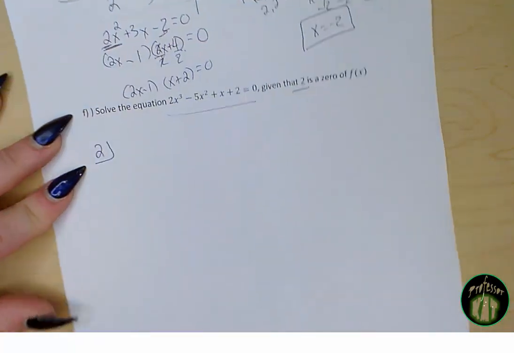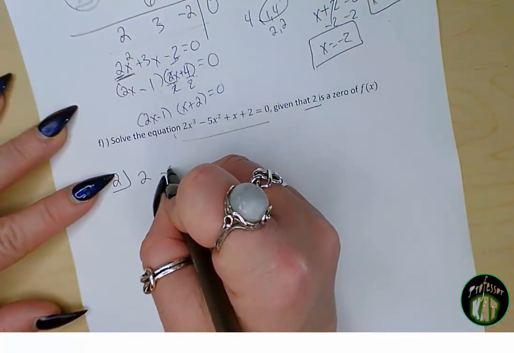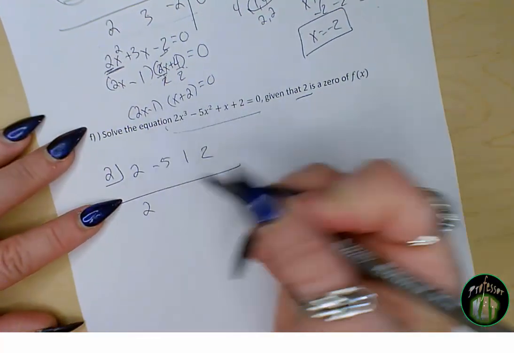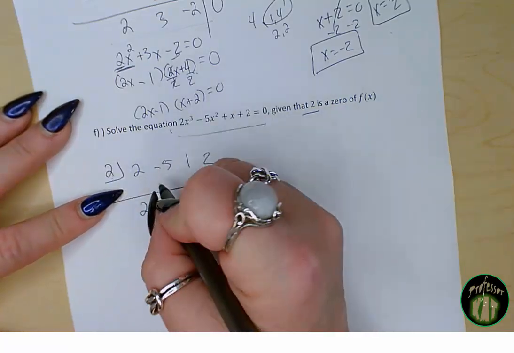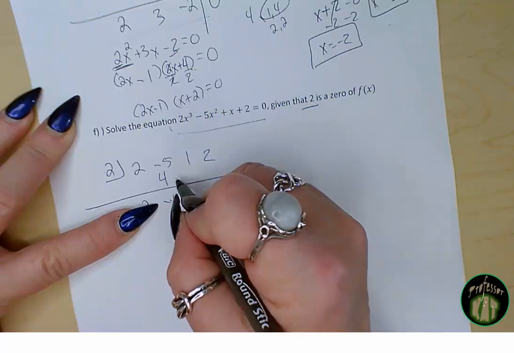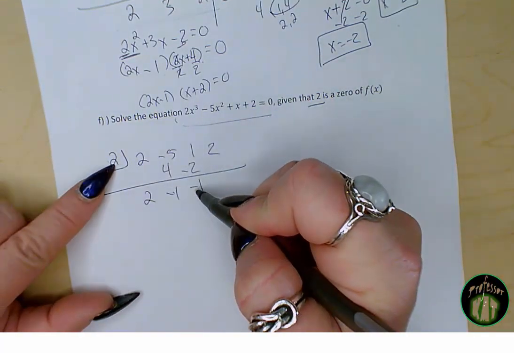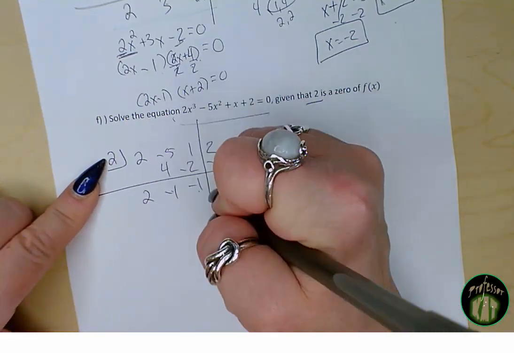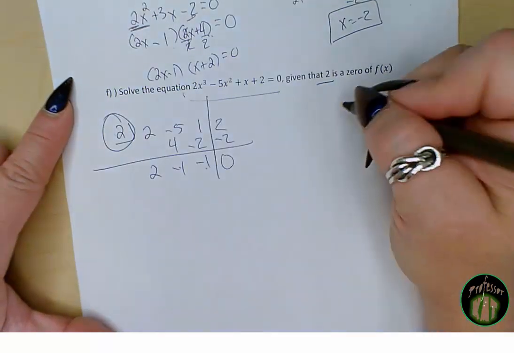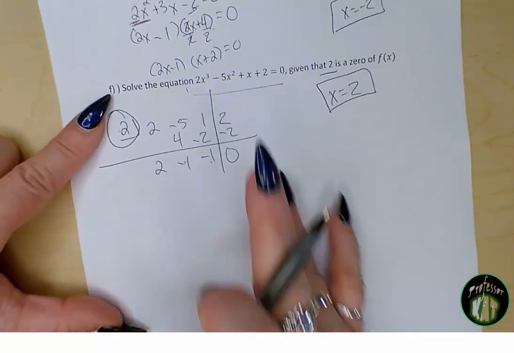So we're going to do synthetic division with 2. Let's drop down our coefficients. That's going to be a 2, -5, 1, and a 2 there. Dropping down the 2. 2 times 2 is a 4. When we add, we get a -1. When we multiply, we get a -2. When we add, we get a -1. And when we multiply, we get a -2. When we add that last column, we do get a 0. So that does mean that x does equal 2 for sure, right?